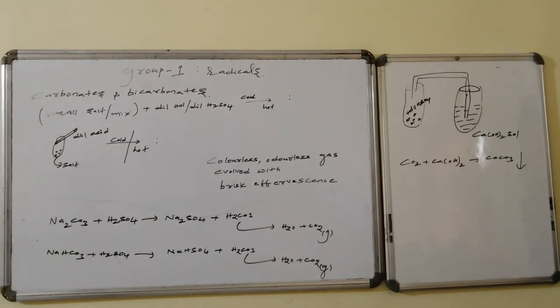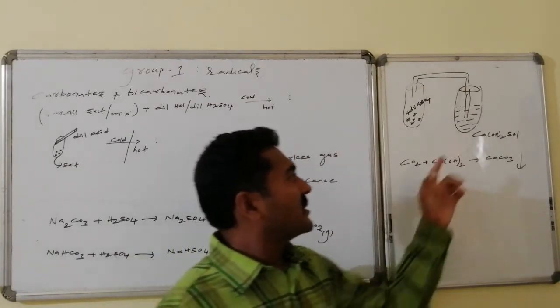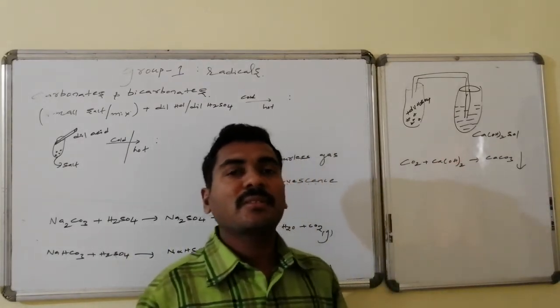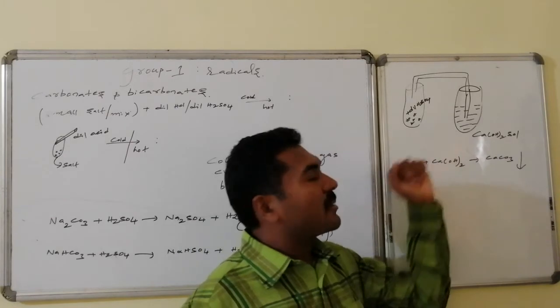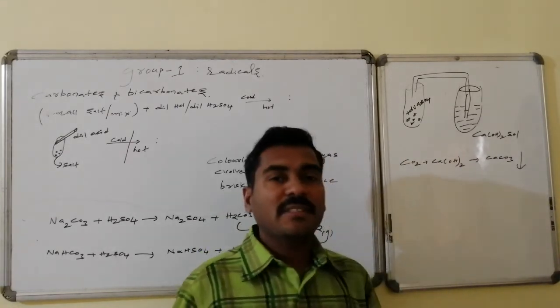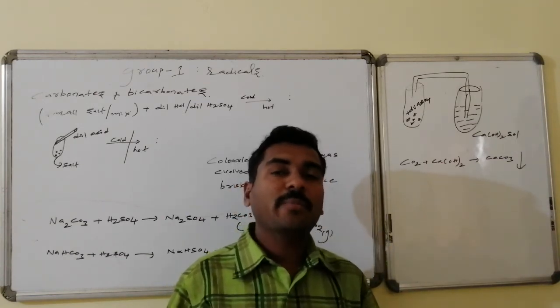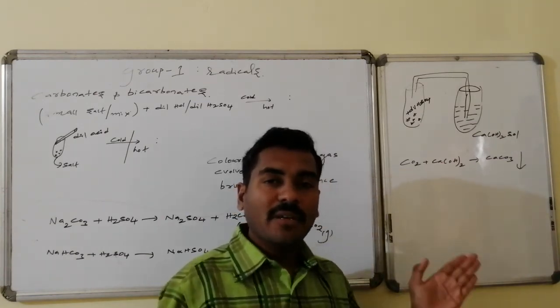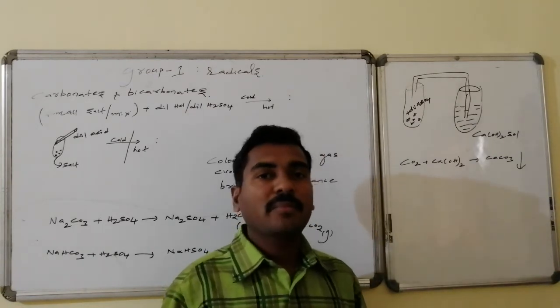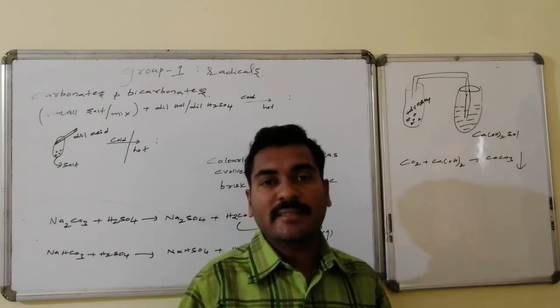Confirmation for the evolved gas as carbon dioxide. Suppose the gas comes. If this gas is sent through the calcium hydroxide solution, on reaction with the carbon dioxide, this calcium hydroxide is converted to calcium carbonate, which is a white color precipitate. That is, formation of a white precipitate on reaction of the evolved gas with lime water confirms that the evolved gas is carbon dioxide.